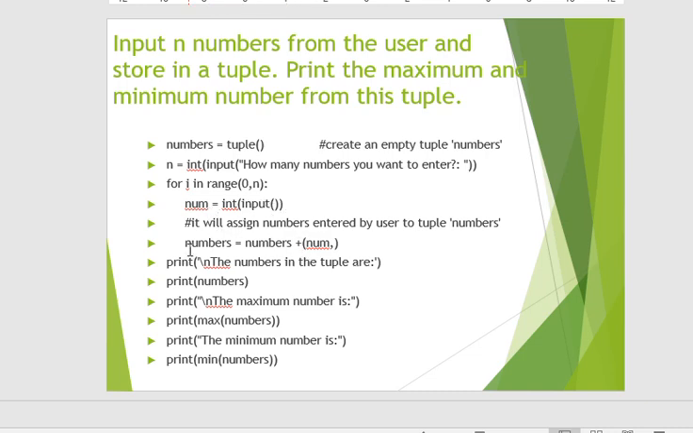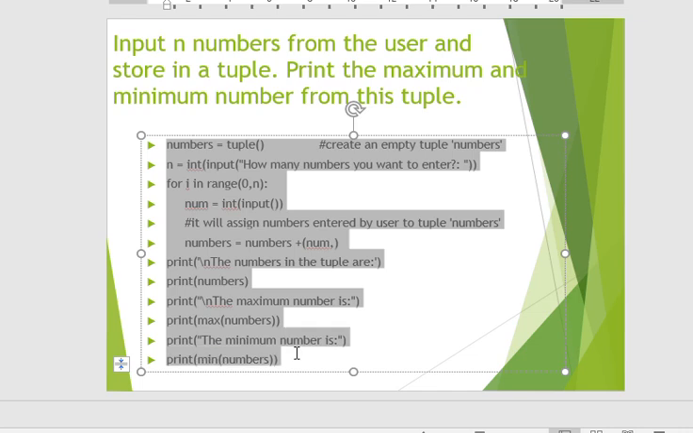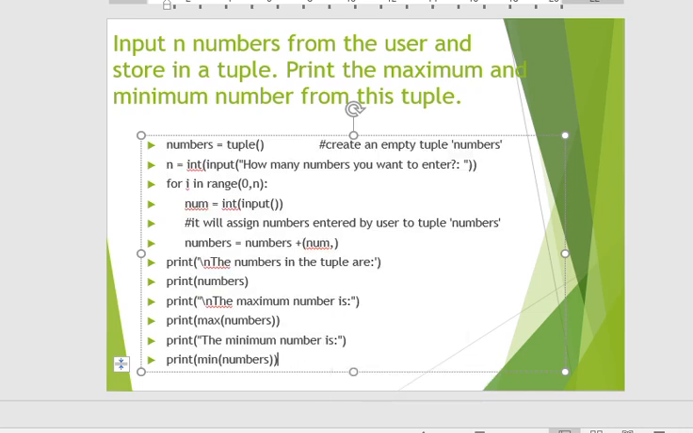We are using concatenation, and we are assigning the values to the tuple every time, adding one value. So the previous content of the tuple plus the new number which you have entered is stored every time using concatenation in numbers as a tuple. After that, we are displaying the numbers in the tuple. So the complete tuple values will be displayed, and then using the maximum function and minimum function we are displaying the max value and min value. Let me show you this coding on the system so that it will be clear to you.